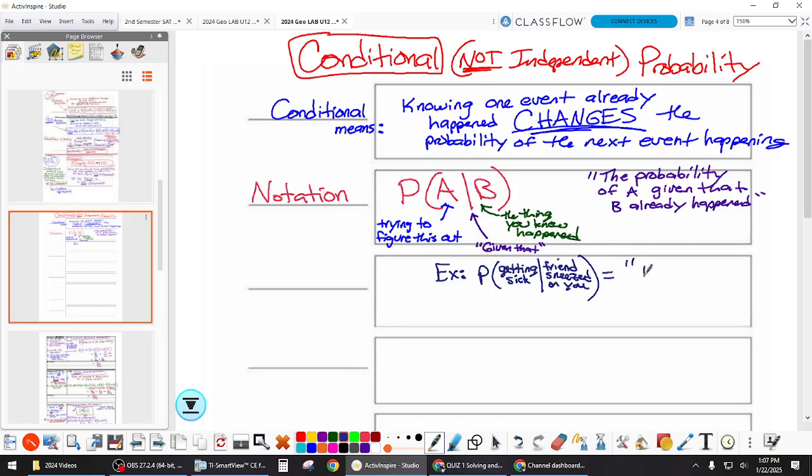So, if you want the statement, you might already know this, but give me a second. There we go. What is the, and let's abbreviate, probability of getting sick given that my friend just sneezed. Okay? That's what that says. Isn't it nice that we have notation so we don't have to write all that out?